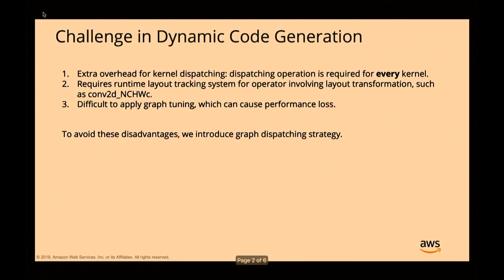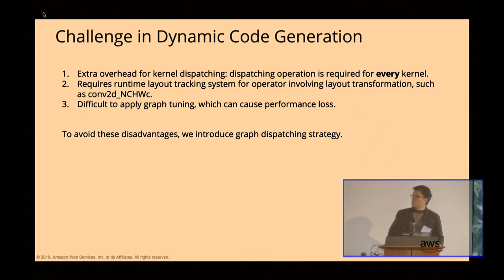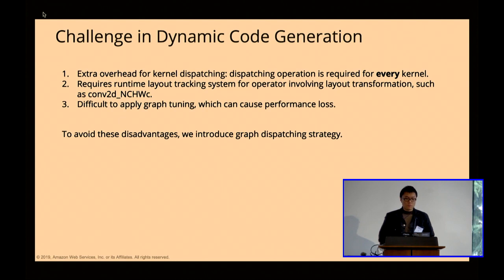And in this talk, let's think a bit more about the challenges in dynamic code generation, especially some disadvantages of kernel dispatching. If we dispatch each kernel in our graph, one obvious disadvantage is that there will be extra overhead. Think about, for example, a CV model where we have, say, 50 Conv2Ds, and we have to do 50 dispatching tree operations, one for each convolution. So that will become a significant overhead.